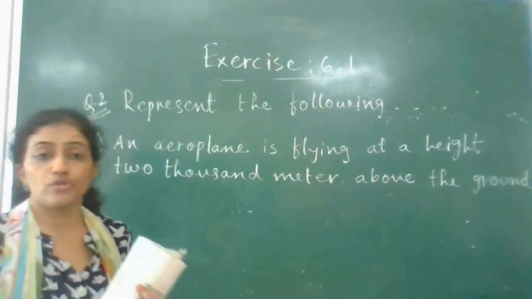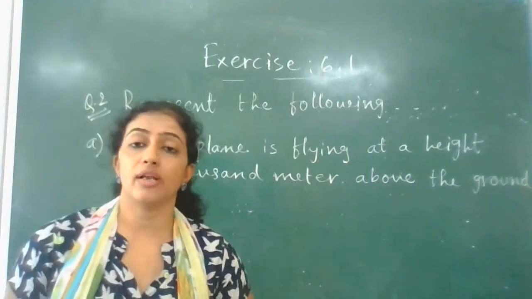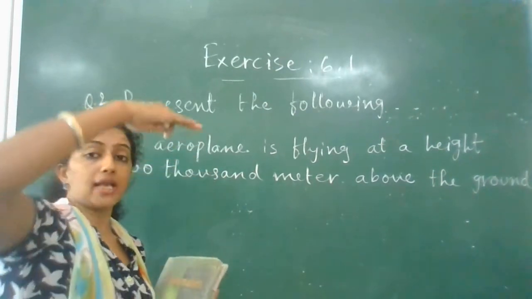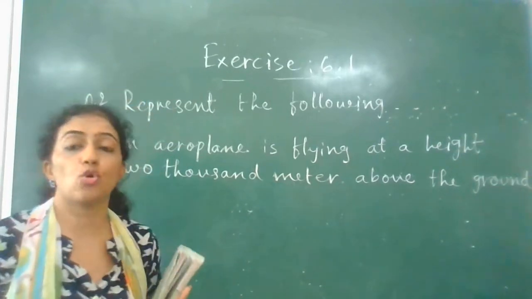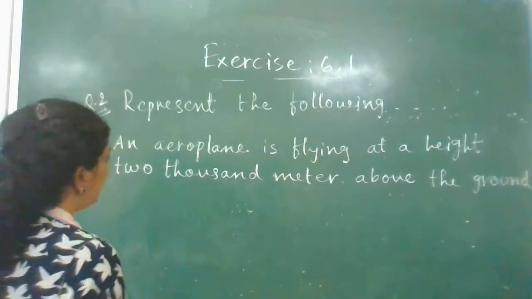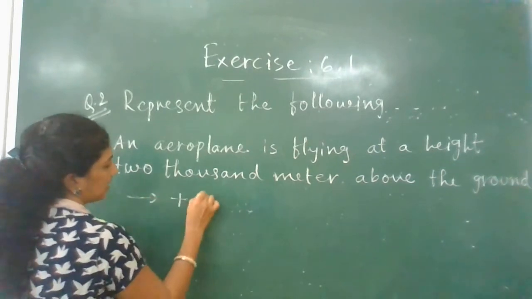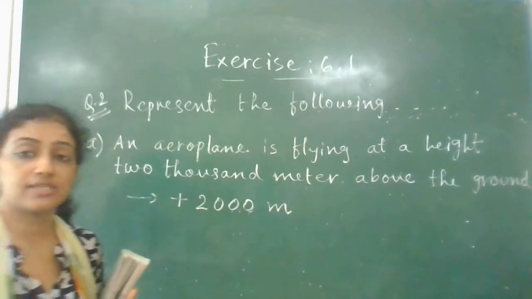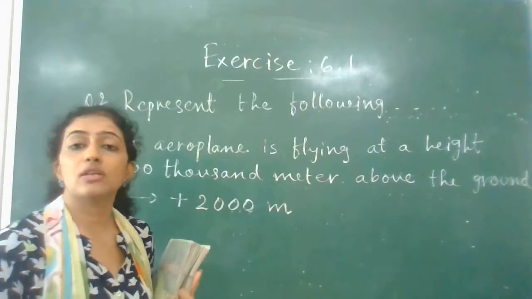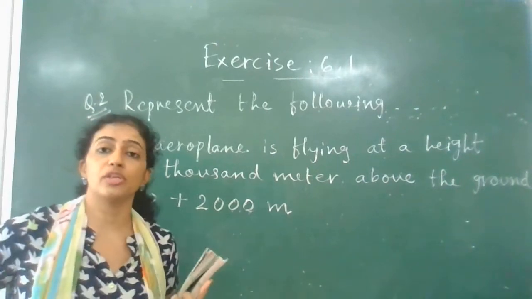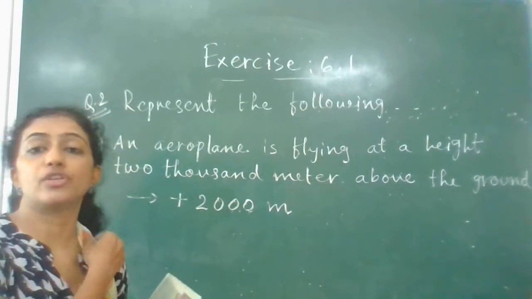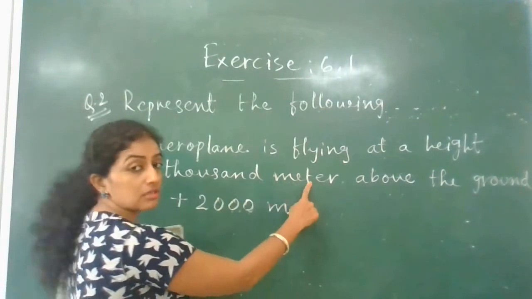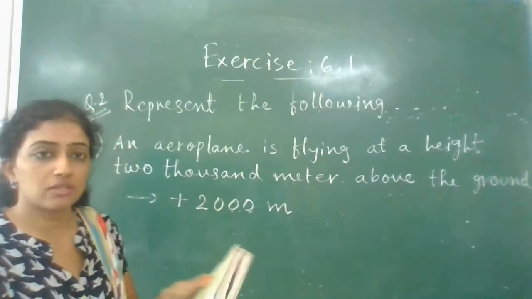Okay, above the ground means you can consider the ground as 0. When something is going up, we'll be showing it with the plus sign. So you'll be showing the answer as plus 2000 meter. Don't forget to put the unit, because if you just write 2000, we'll get confused what this 2000 represents. So just write the short form of the meter.